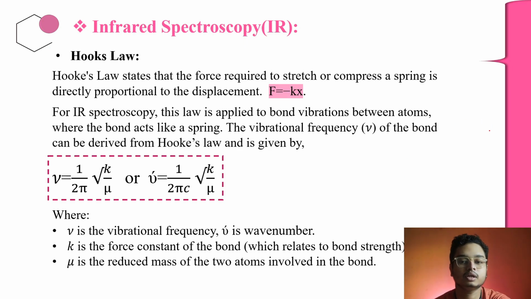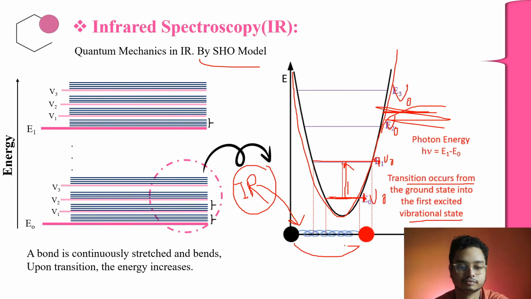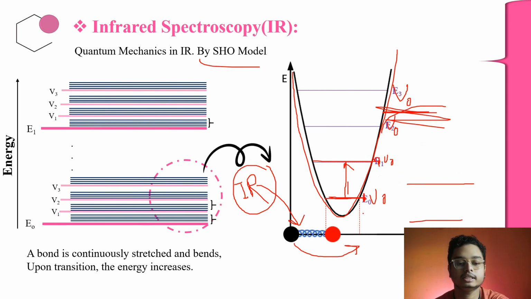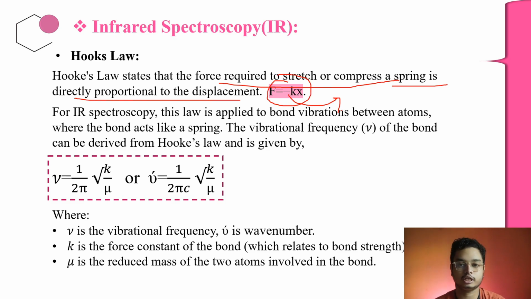Now let us talk about Hooke's law. If we know Hooke's law from physics, it concerns a spring. Here, the bond looks like a spring, and that's why the diatomic molecule is treated as a spring-type molecule, and Hooke's law is very important. Hooke's law states that the force required to stretch or compress a spring is directly proportional to the displacement, that is F = -kx, where the minus sign signifies elongation and compression.